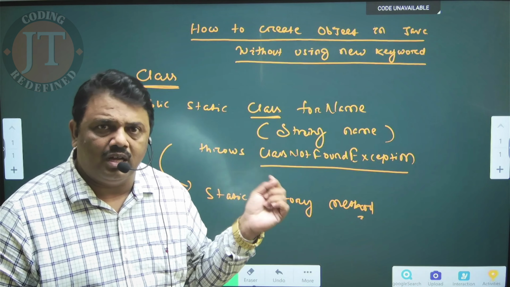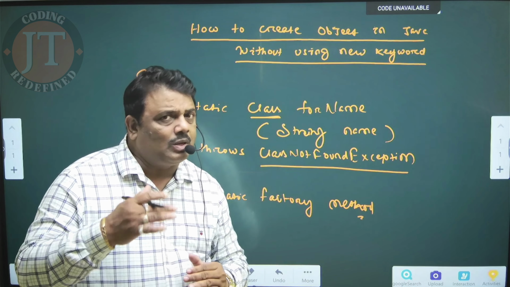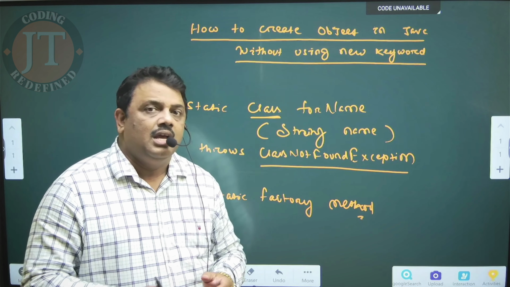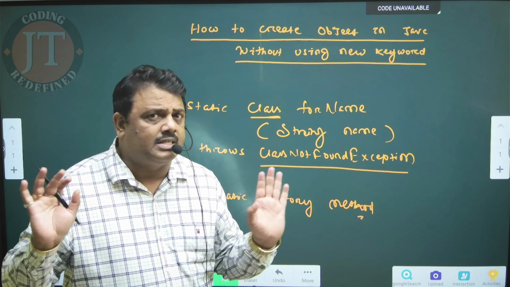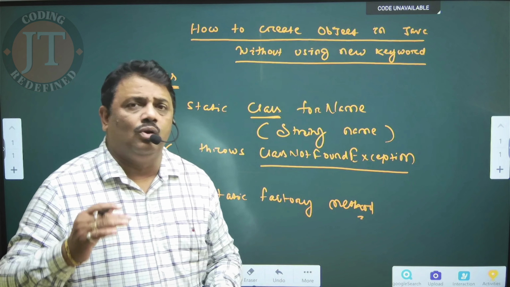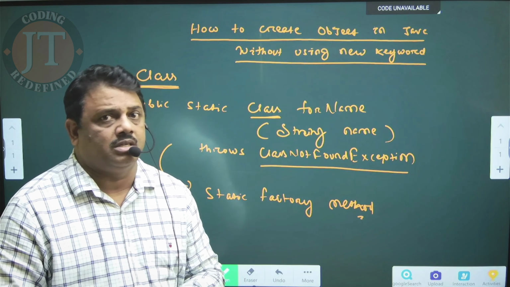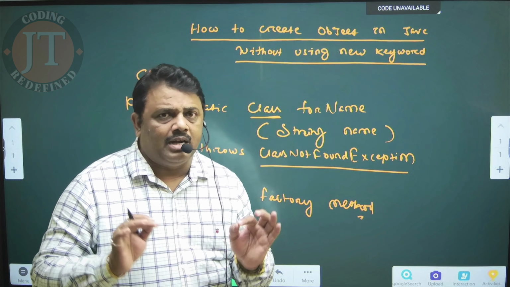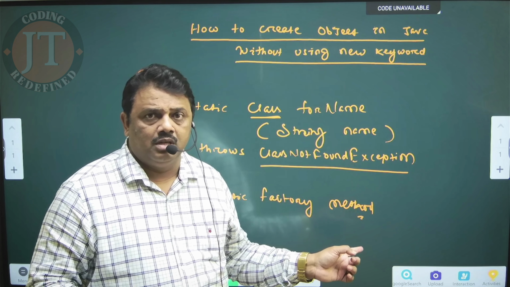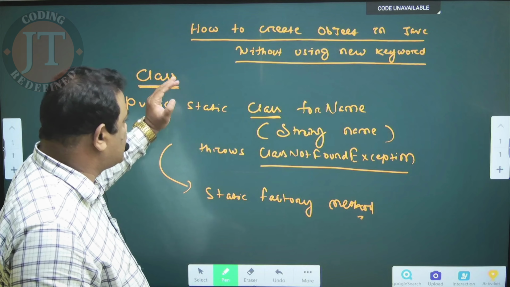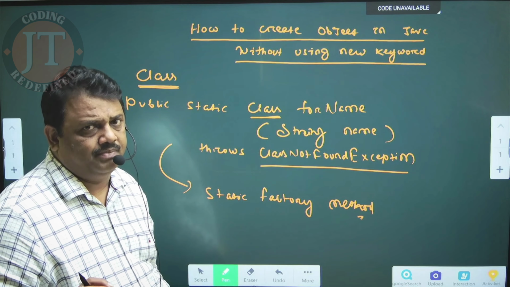ClassNotFoundException. We know that a class loader always loads the class file implicitly in the JVM occupied memory space. But in some special cases, like when I want to load the driver class in a JDBC program or JDBC application in the JVM occupied memory space, I do it with the help of this method. This is the first method available in the Class class. It is a factory method.